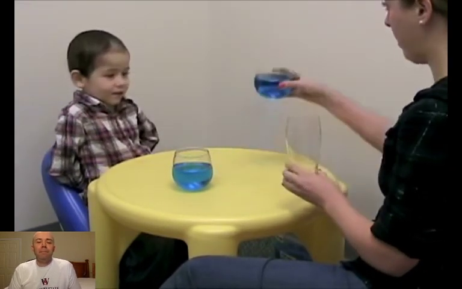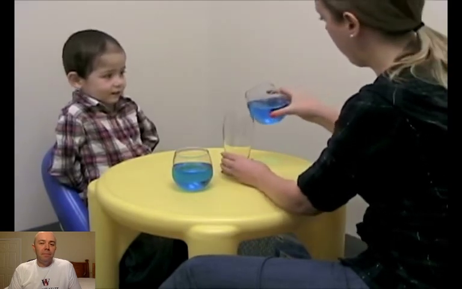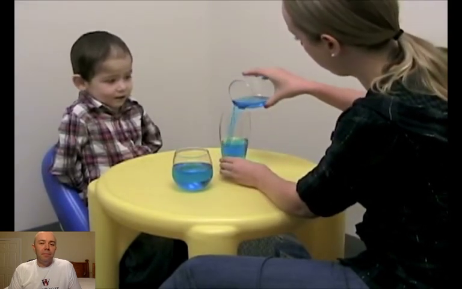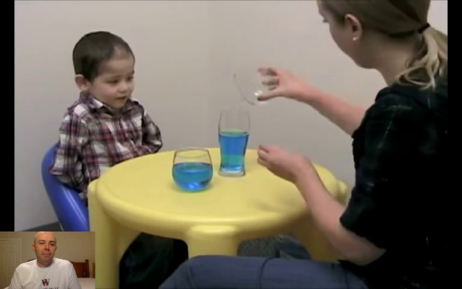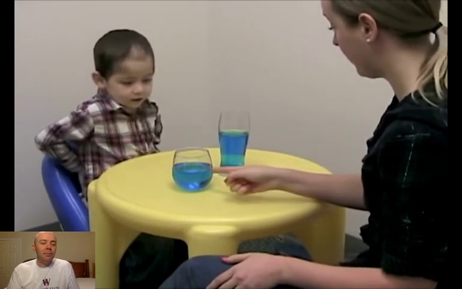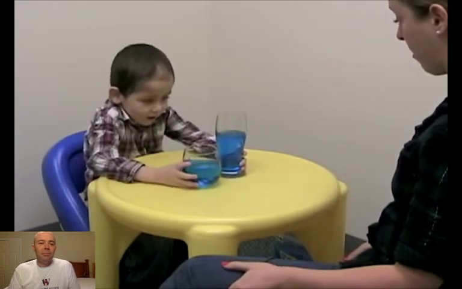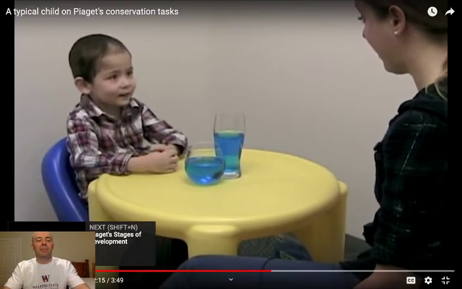We're going to take the blue water from this glass and pour it into this glass. Now, does this glass have more water, or are they the same? This one has more water. Can you tell me why? Because that one's higher than that one.